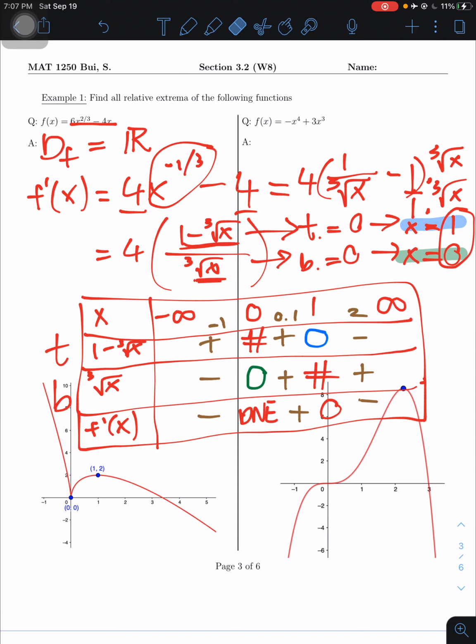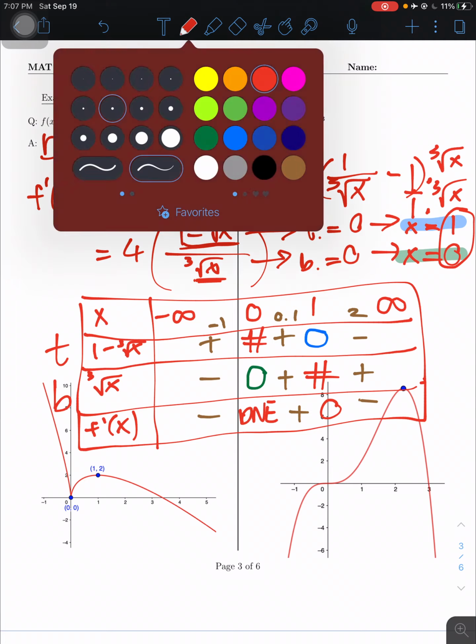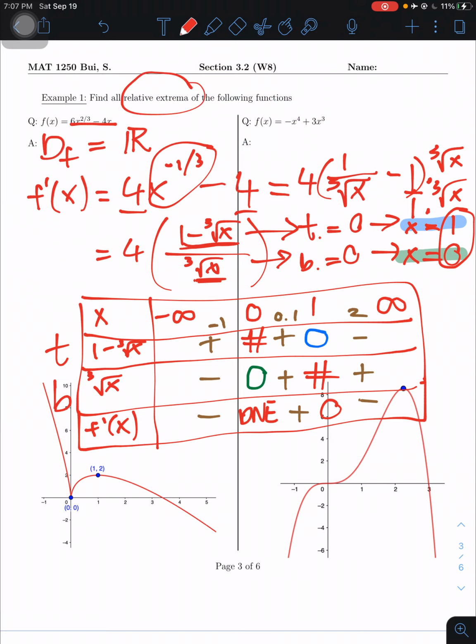But unfortunately, this one is not asking for the increasing and decreasing interval. It is asking us to find the relative extrema, right? And I told you guys that we have 2 critical numbers in here, so it could be either the maximum or the minimum in here, right? So how do we know if it's a maximum or minimum?